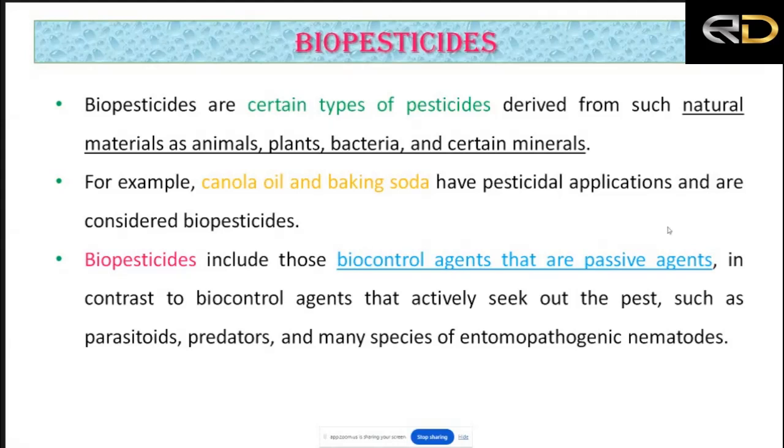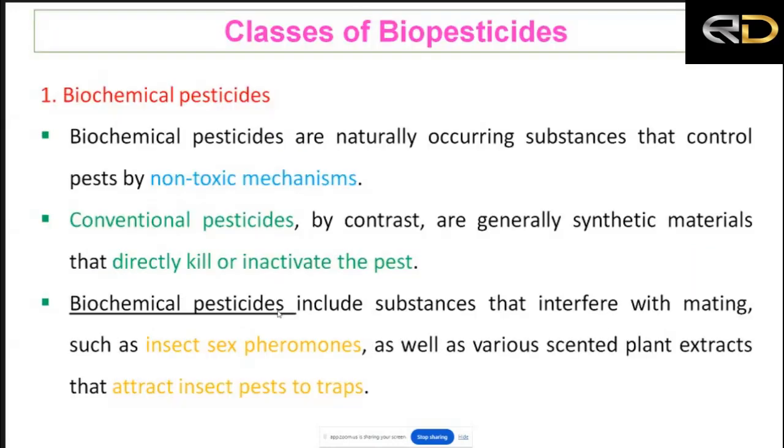But there is one difference between biopesticides and the biocontrol agents that I have already talked about. Biopesticides are passive agents, whereas biocontrol agents actively take out the pest and kill it, as a parasitoid or a predator. So biopesticides have certain classes.